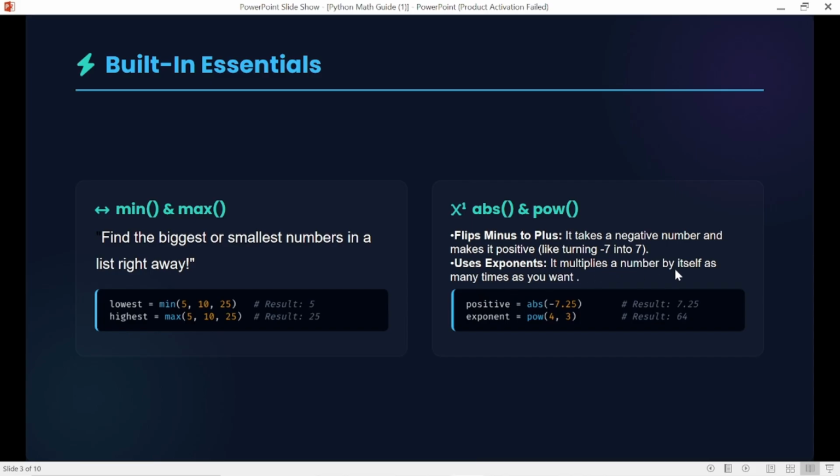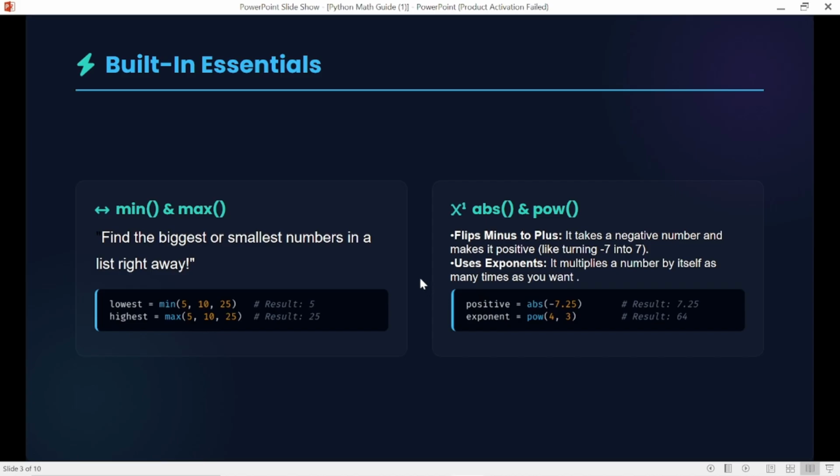Now let's go towards the next method, called the power method, which uses exponents. It multiplies a number by itself as many times as you want. It is called power, so we can even say power method. As you can see, here first I have written 4, then 3. Its meaning is 4 power 3. So it will multiply 4 three times, and the answer is 64. This is the result over here.